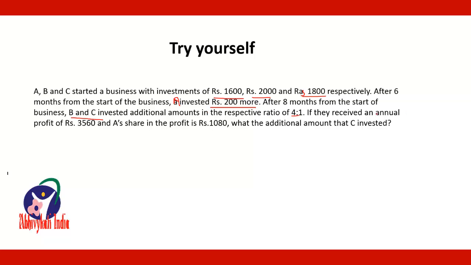If they received an annual profit of rupees 3560, and C's share in the profit is rupees 1080, what is the additional amount that C invested? Solve this and give the answer through comments along with the method you have used to solve it.